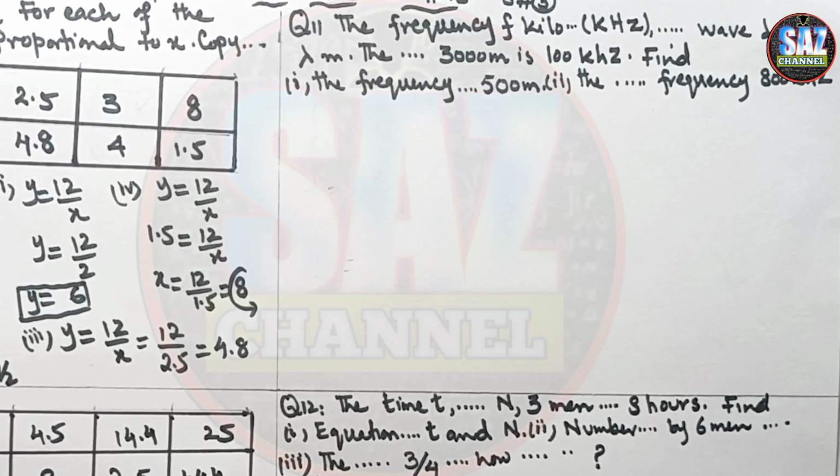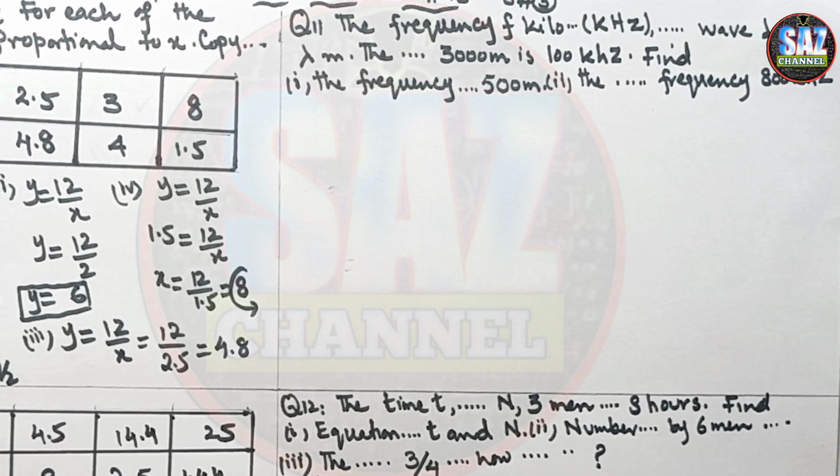A frequency f kilohertz of the radio wave is inversely proportional to the wavelength lambda m. The frequency of a radio wave that has the wavelength of 3000 meters is 100 kilohertz. Find the frequency of the radio wave that has the wavelength 500 meters. The second part is the wavelength of the radio wave that has the frequency 800 kilohertz.